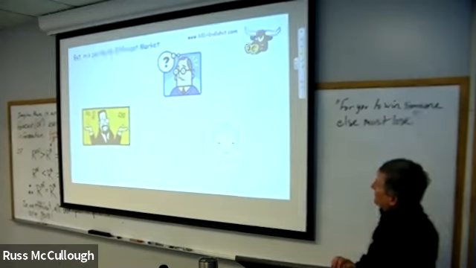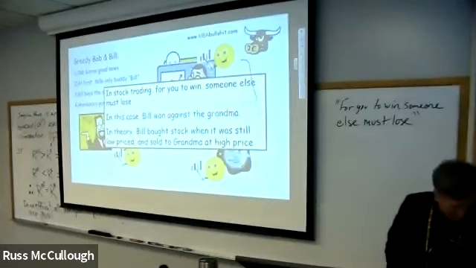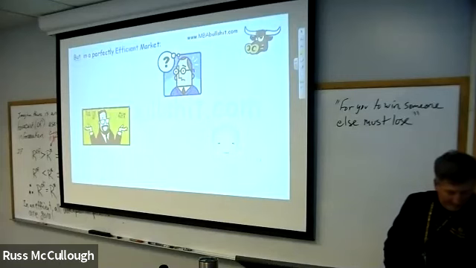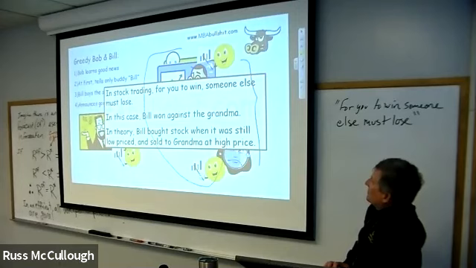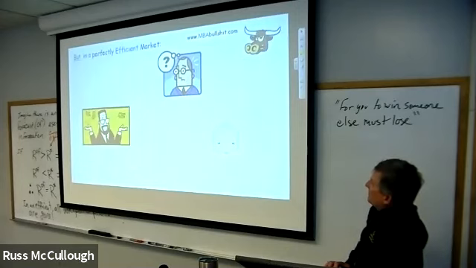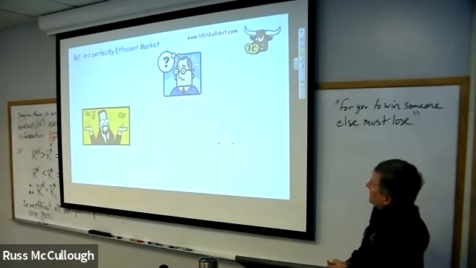However, this is actually not what happens in what we call an efficient market. Another way of saying it is, we saw this bad situation over here, but in a perfectly efficient market, that would not happen. This bad situation between Bill, Bob, and grandma would not happen in a perfectly efficient market. Why?